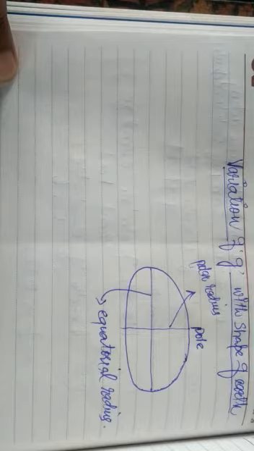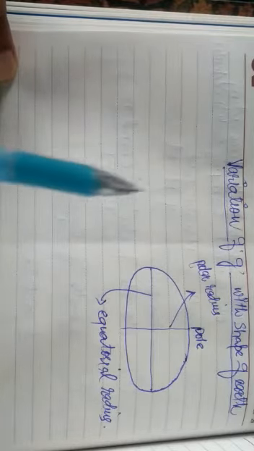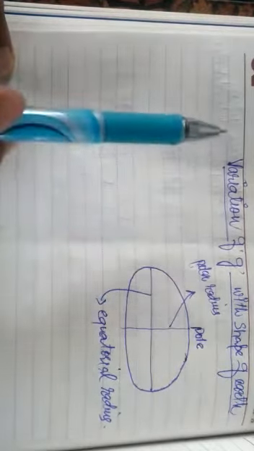As we have already read the variation of g with height and with depth, we found that the value of acceleration due to gravity decreases with both height as well as depth. Now we have to read about the variation of g with the shape of Earth.